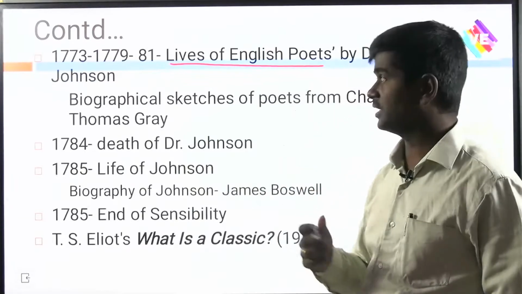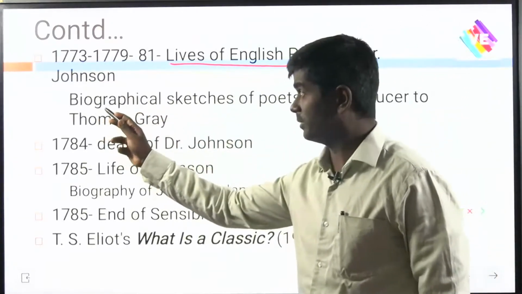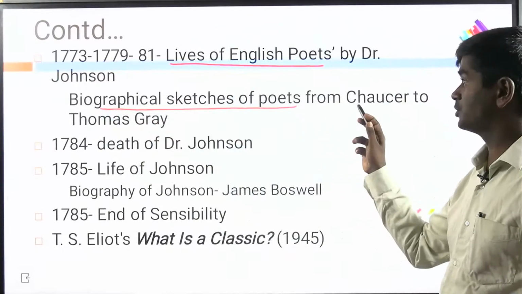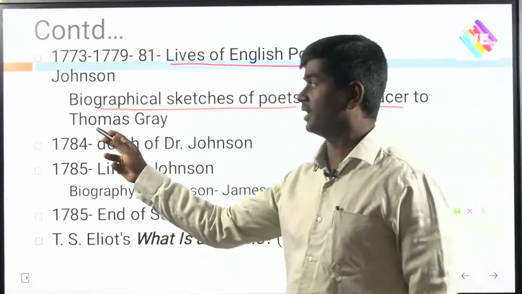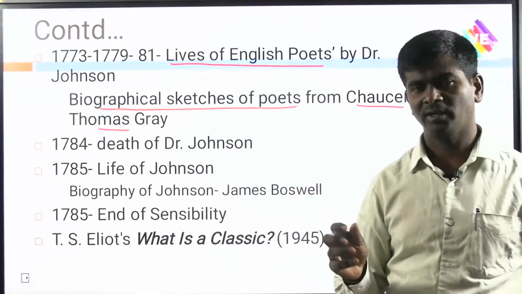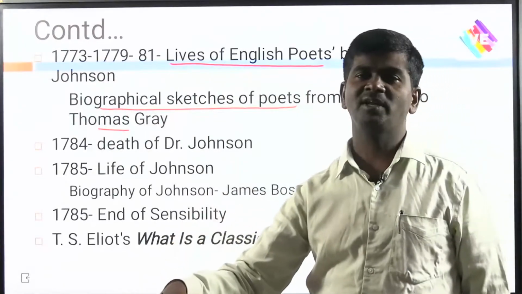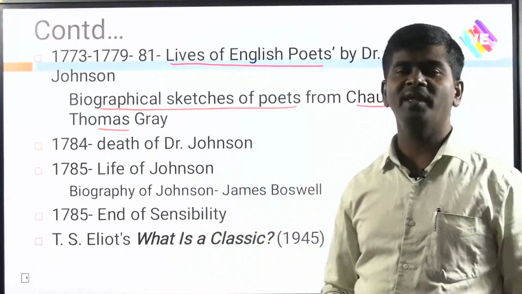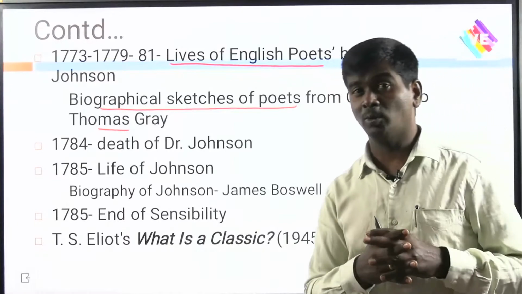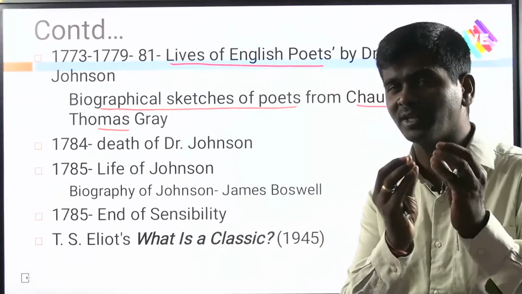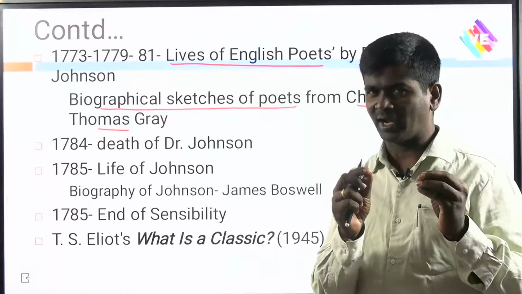Next, Lives of the English Poets, which is written by Dr. Johnson, or Samuel Johnson, where he gave biographical sketches of the poets from Chaucer to Thomas Gray. Starting from the 14th century, Geoffrey Chaucer, to 1750, 1760, Thomas Gray, he wrote about more than 50 important writers and their biographies. Who are they and where are they from?